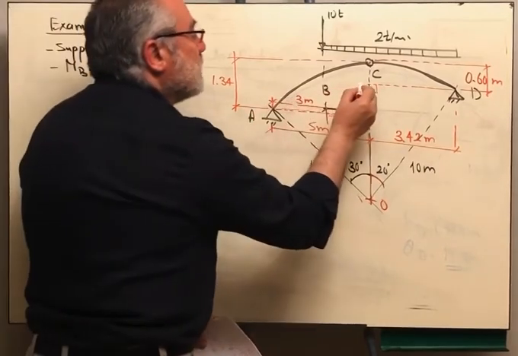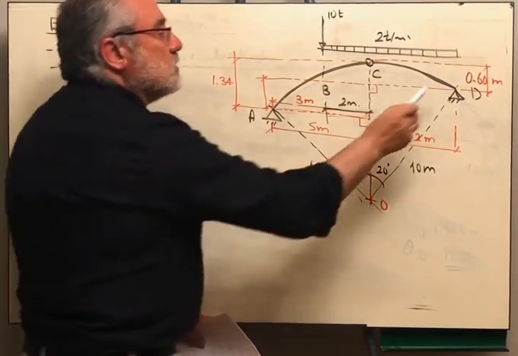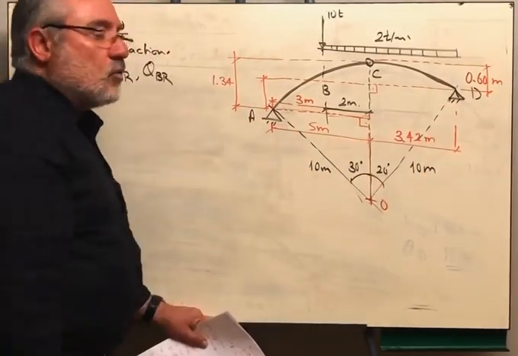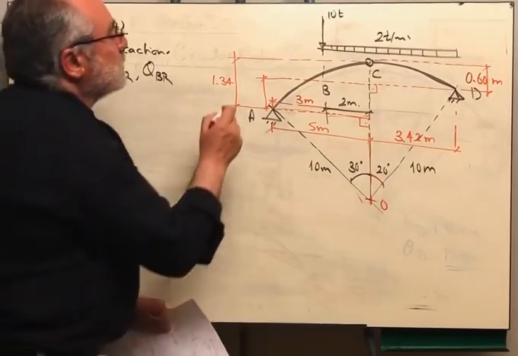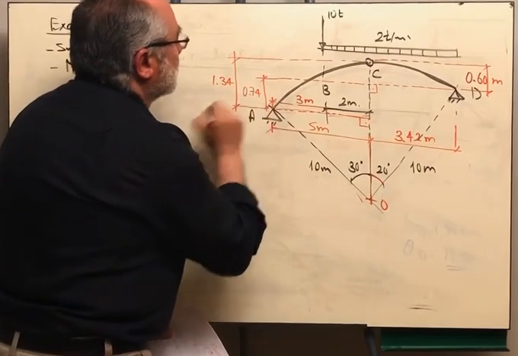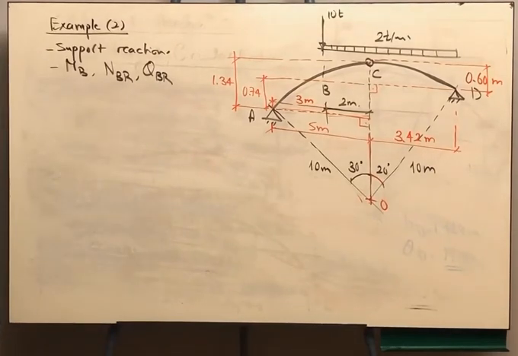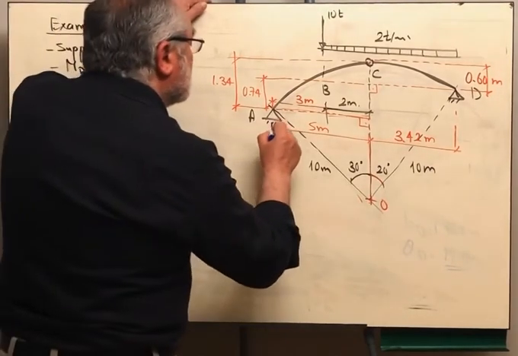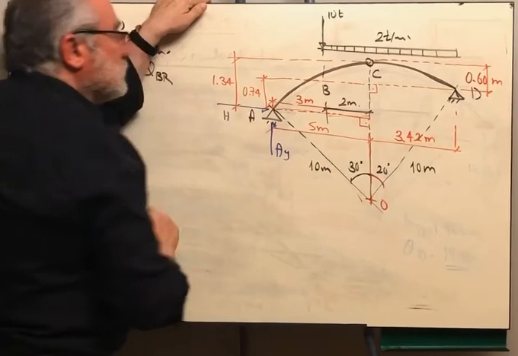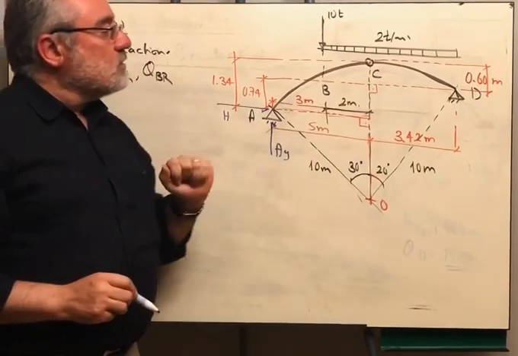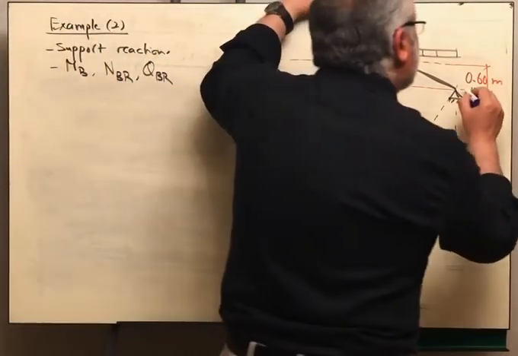This means that we are having a difference in level between this point and this point. This distance is 0.6 and this is 1.34. So the difference between them will be 0.74. Now we have the support reactions. This is AY and this is H. As long as we don't have any horizontal forces applied on the arch, the horizontal reaction here and there should be the same. This is H as well.